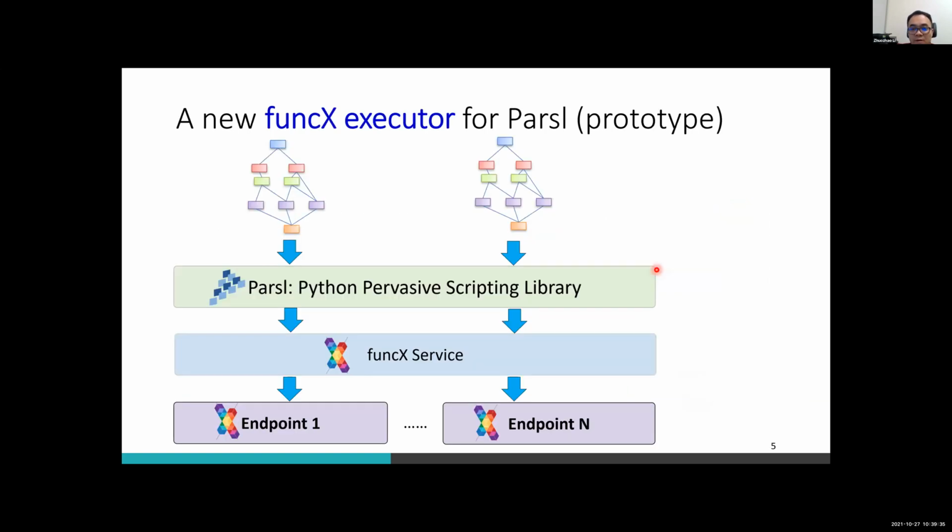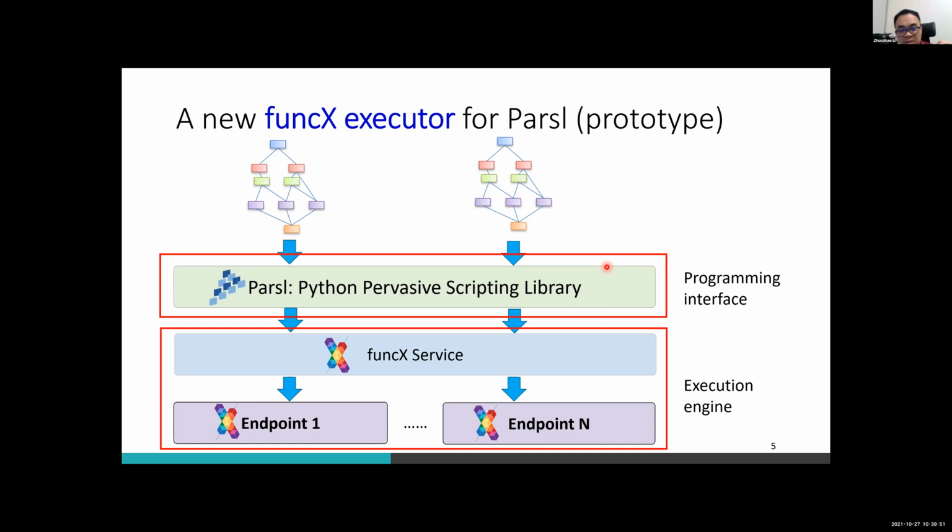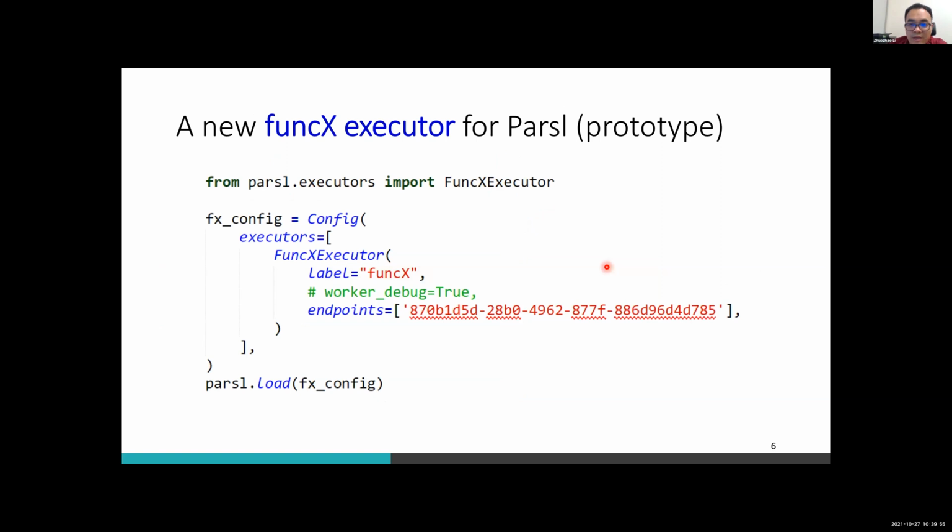So we explore combining Parsl and funcX to enable distributed data flows, where Parsl serves as the uniform programming interface to program your data flow, and funcX serves as the execution engine for the data flow. To do so, we have implemented a prototype funcX executor for Parsl. This is a very simple code snippet of the funcX executor in Parsl.